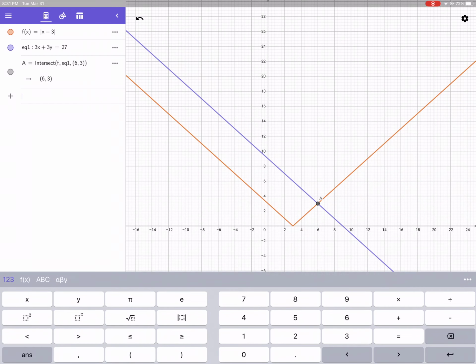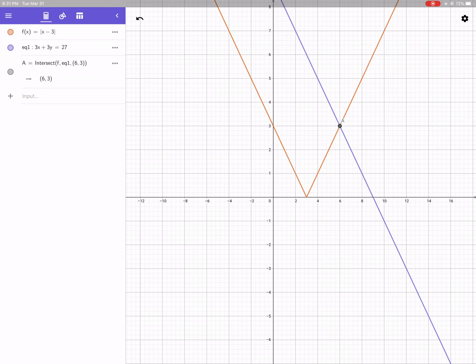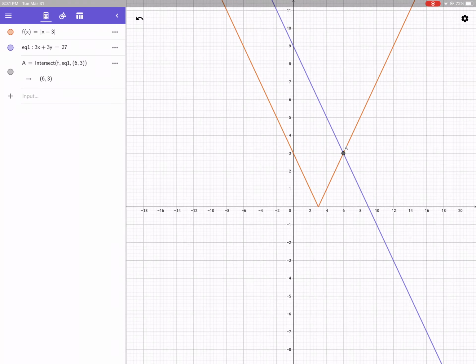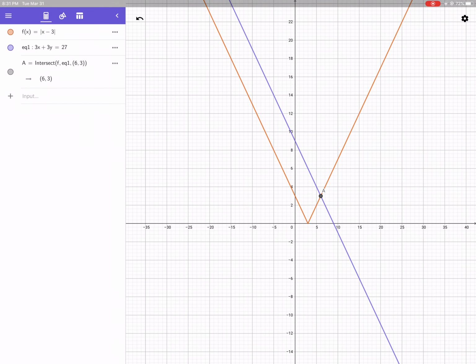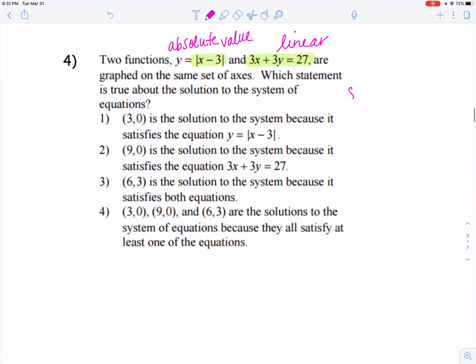Now, the other nice thing you could do, this happened to have been an integer, you could see it's hitting right at 6, 3, but that's a possibility that could happen to you. So just take note that your solution is your point of intersection, okay, point of intersection, which here is 6, 3.